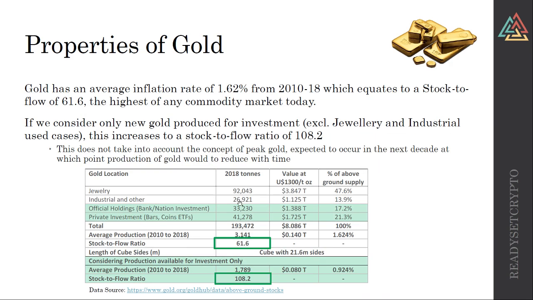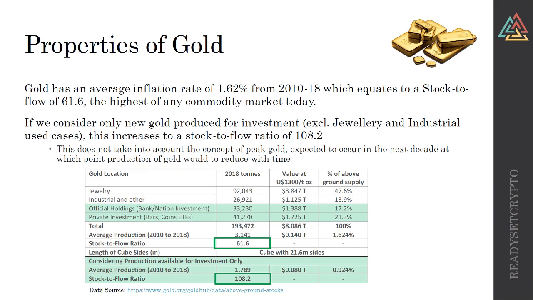So I did some mathematics looking at the properties of gold, and the annual average inflation rate from 2010 to 2018 was about 1.62%. That gives you a stock to flow of 61.6, and it is the highest of any commodity that we have in the market today. So if you look at the gold that's only for investments, it goes up to that 108.